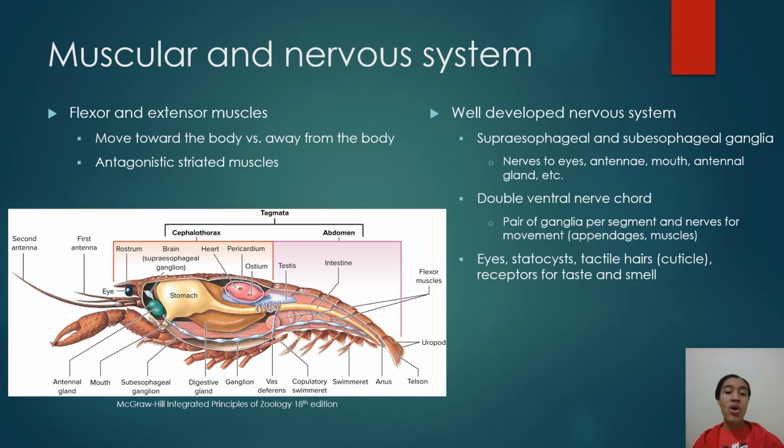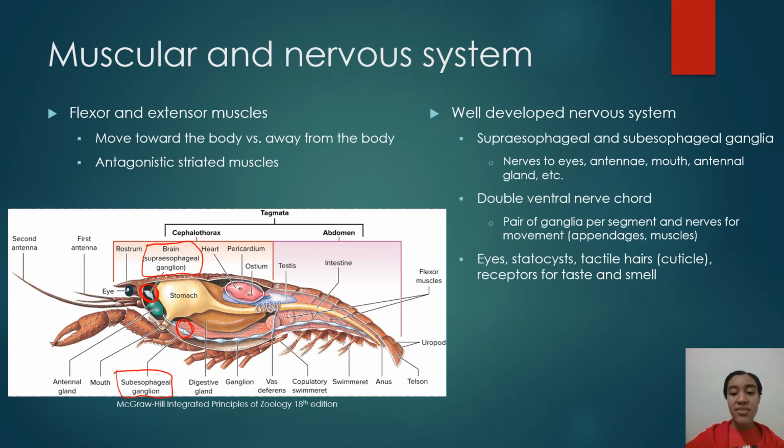Then we also have a well-developed nervous system in crustaceans. And so they have a couple of components. They have a supraesophageal ganglia, which is here, and it's the brain of the crustacean. So this guy here. And they also have a subesophageal ganglia, which is located here. And both of these ganglia together provide nerves to pretty much everything that's in the head area. So nerves to the eyes, the antennas, the mouth, the antennal glands, et cetera. Anything that's in the head region, they provide nerves to that.